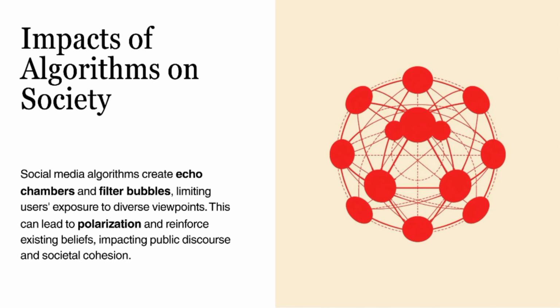Impacts of algorithms on society. While algorithms improve personalization, they also have social consequences. They can create echo chambers, where you mostly see opinions similar to your own. They can form filter bubbles, limiting exposure to different perspectives. Over time, this can increase polarization and divide communities. Understanding this impact helps us use social media more consciously and responsibly.